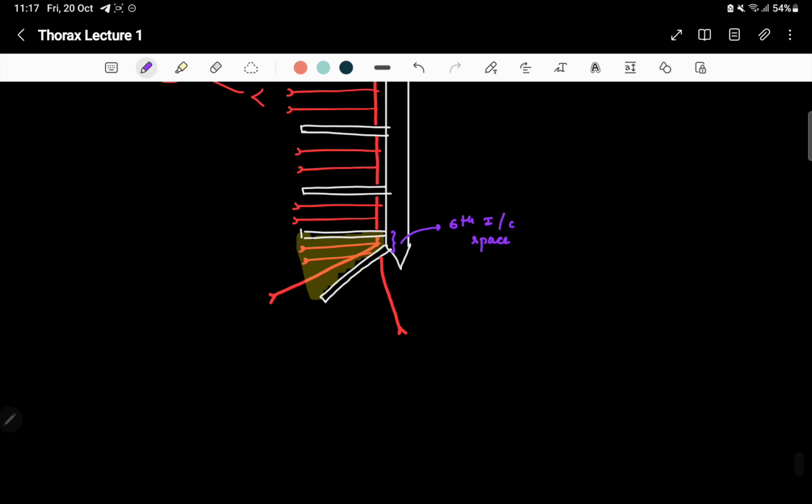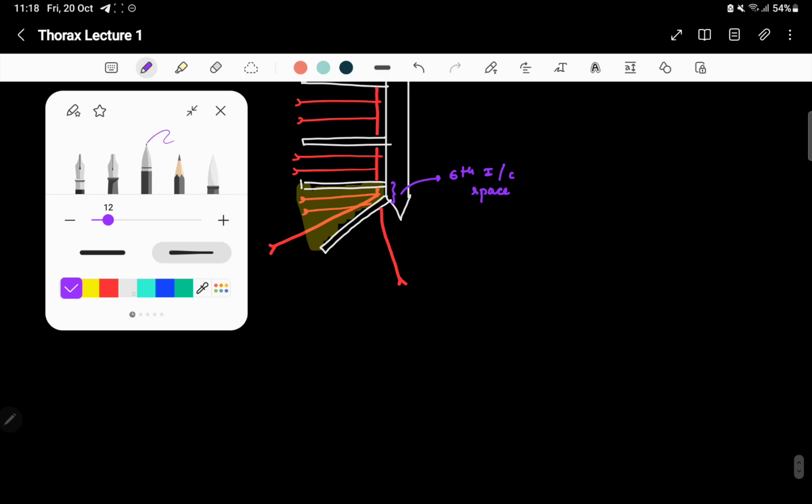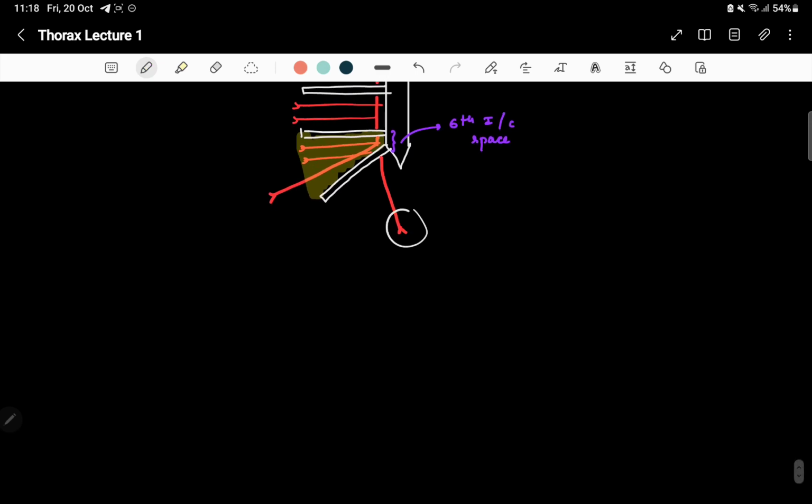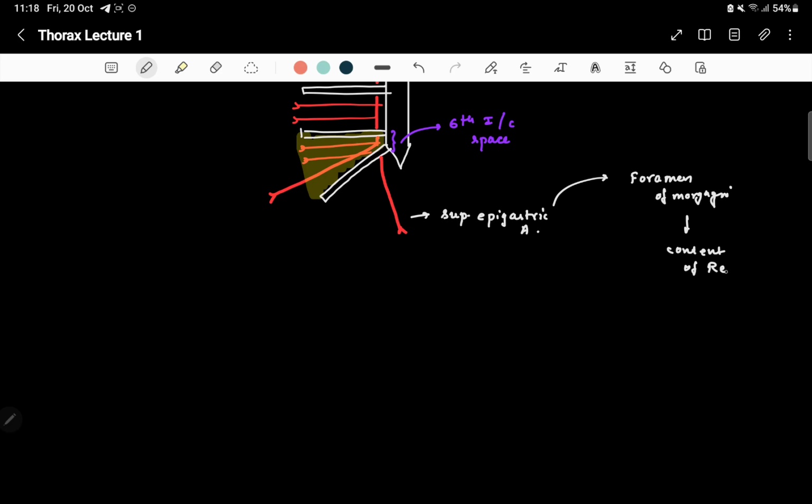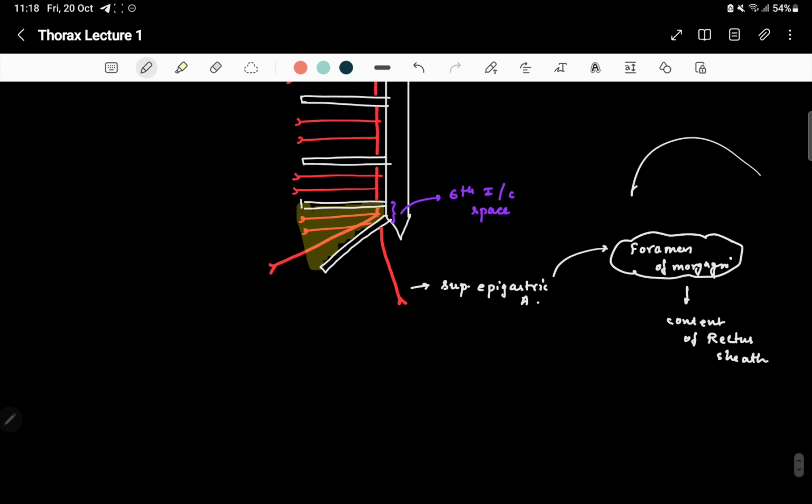where it extends as one artery and gives another branch. So this one, the artery coming here, is your superior epigastric artery. How will it continue? It will go through your foramen of Morgagni, and it will ultimately become the content of the rectus sheath. Foramen of Morgagni we have read in your diaphragm. Here we had the diaphragm.